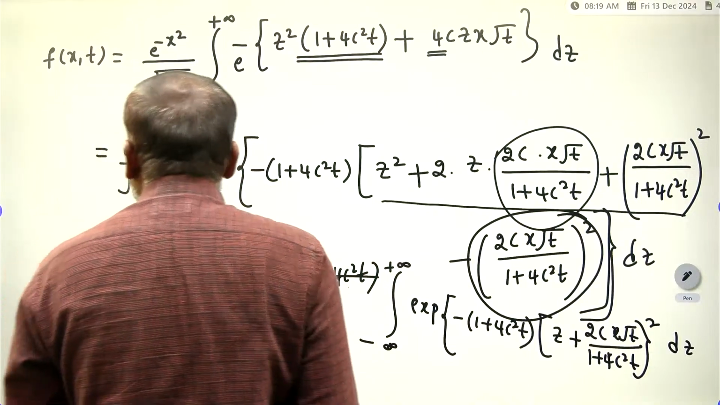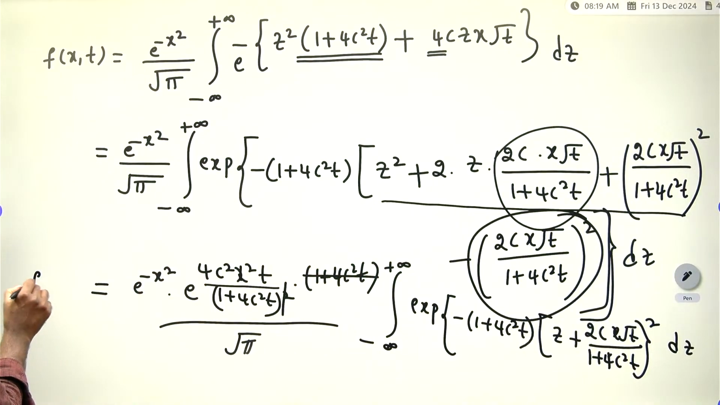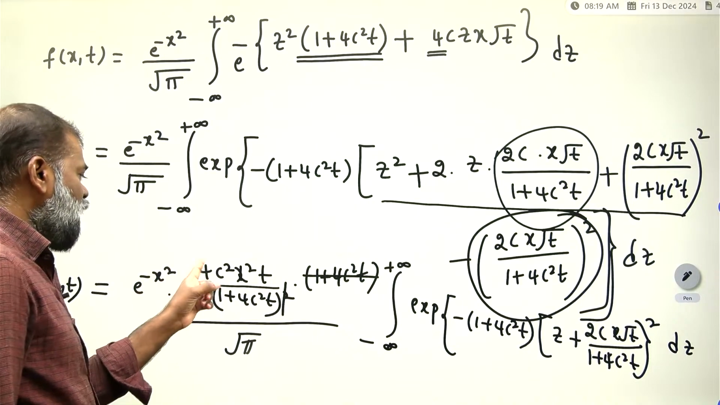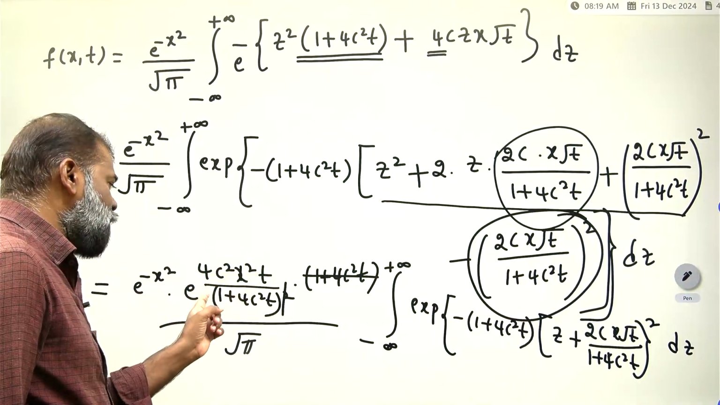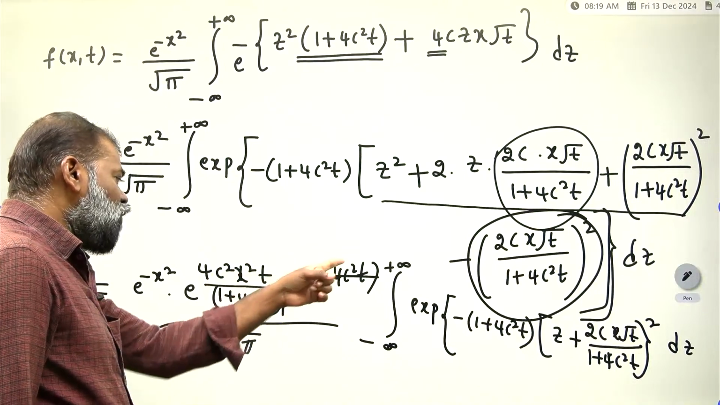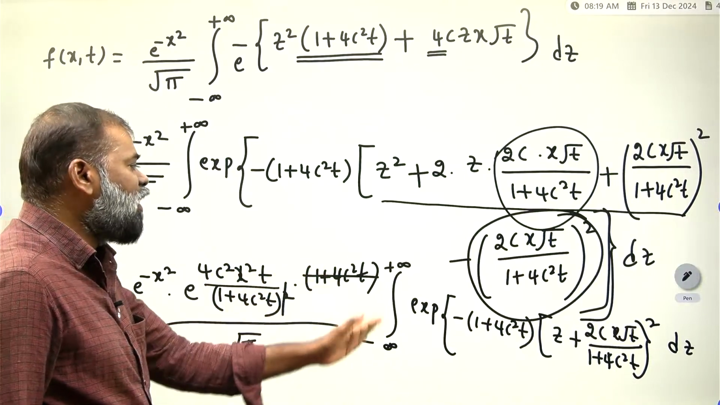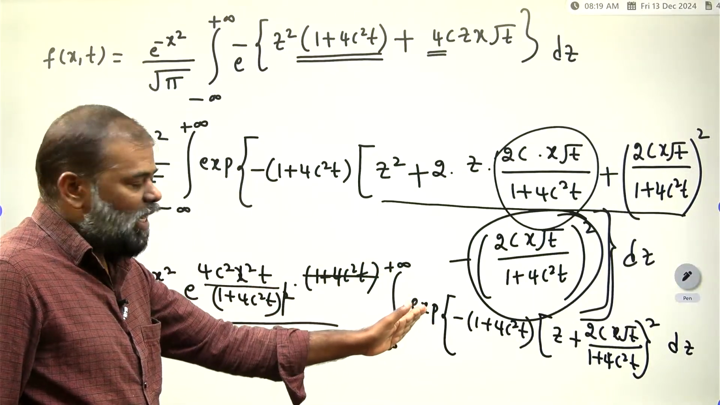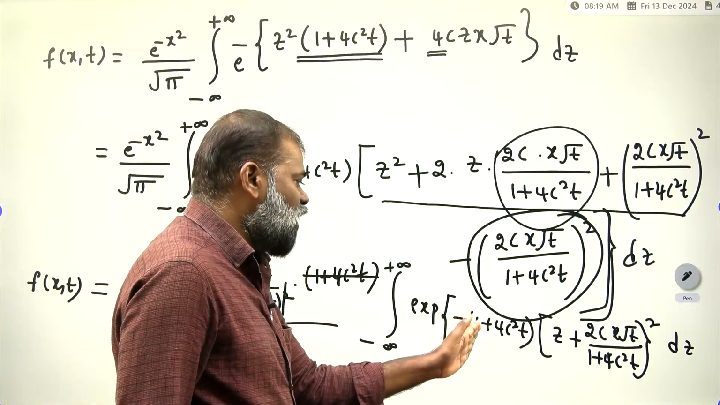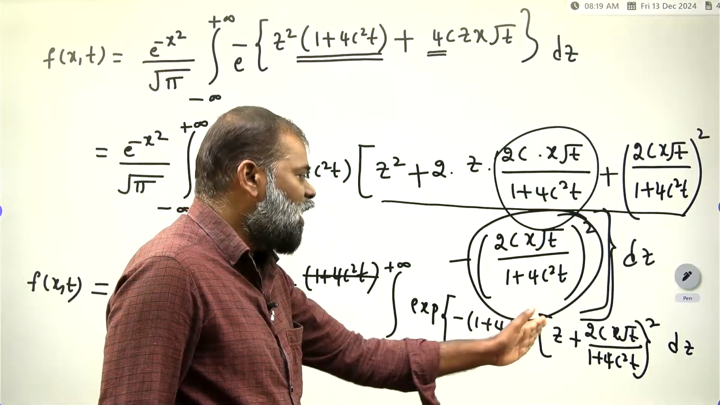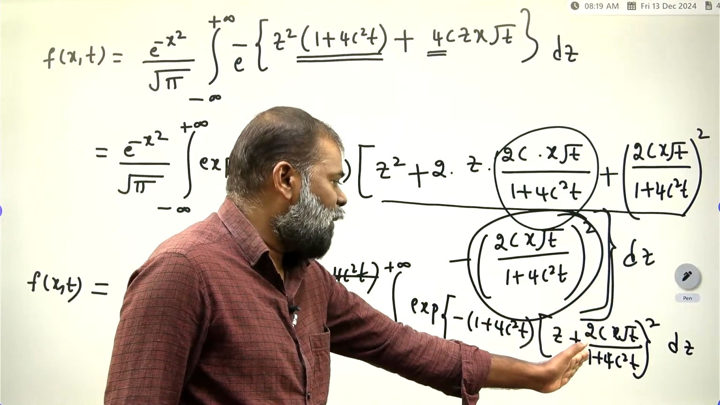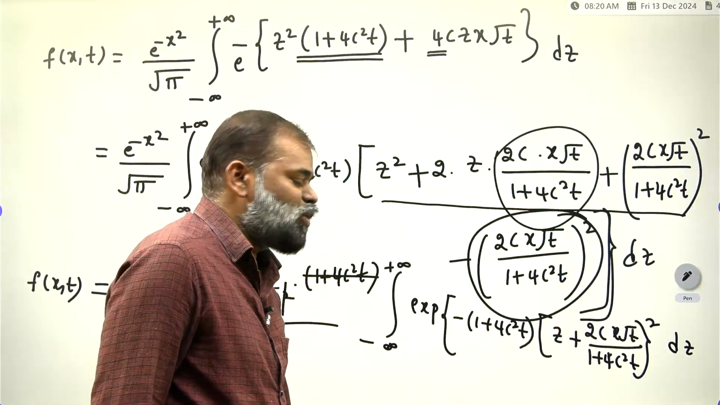So now once again here is divided by root pi also is there. f of x comma t is equal to e to the power of minus x square, e to the power of 4c square x square t divided by 1 plus 4c square t. 1 plus 4c square t gets cancelled. Root pi, integral from minus infinity to plus infinity. Rest of the terms I have to write. What are the terms? Exponential of minus (1 plus 4c square t) into (z plus 2cx root t) whole square by (1 plus 4c square t) into dz is there.